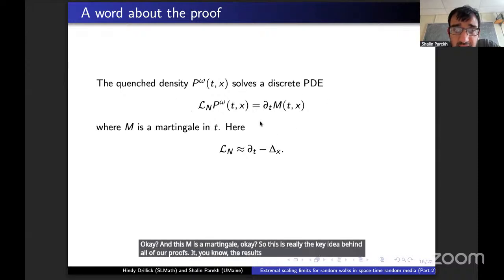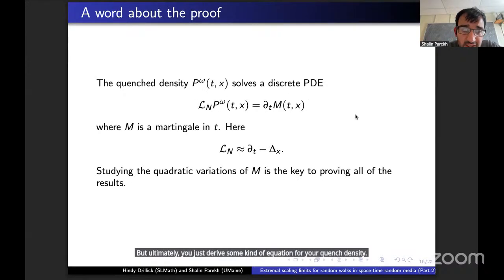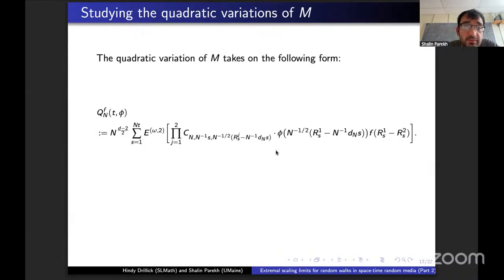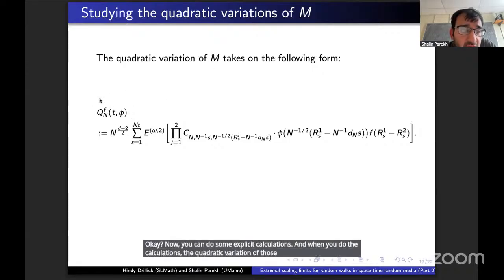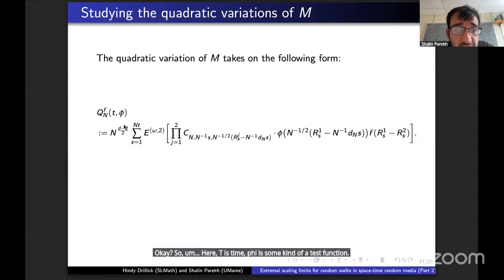The results seem complicated, but ultimately you just derive some kind of equation for your quenched density. And then what you need to do is study the quadratic variations of those martingales M. Okay, now you can do some explicit calculations. And when you do the calculations, the quadratic variation of those martingales takes on the following form. Okay, so here t is time, phi is some kind of a test function.